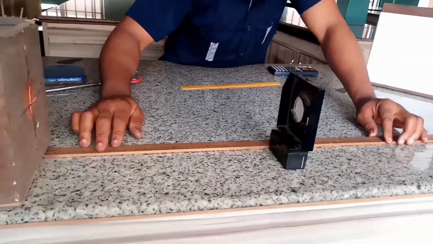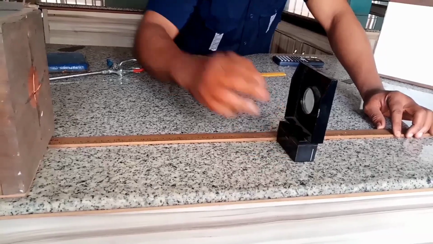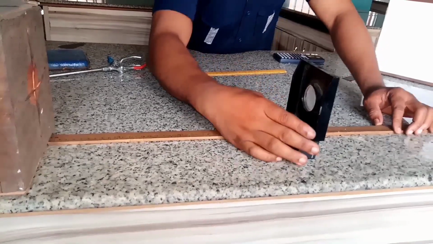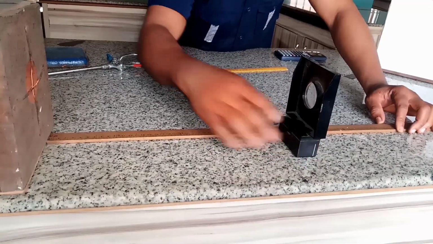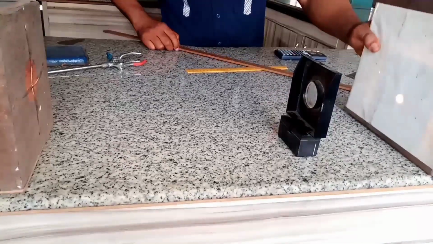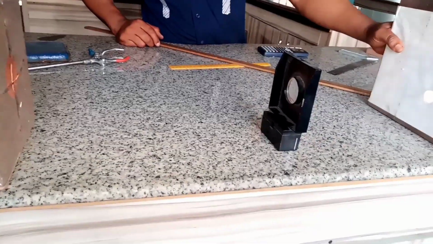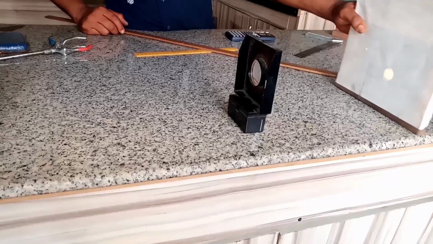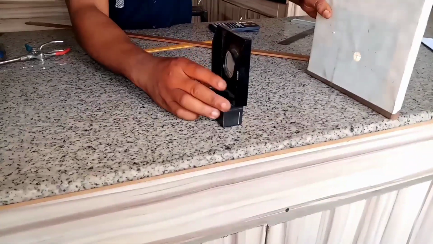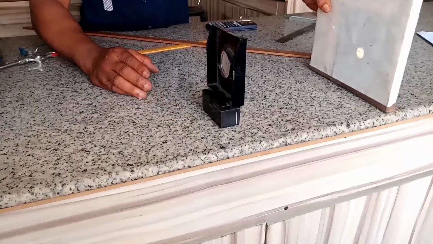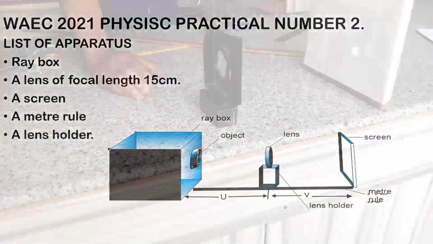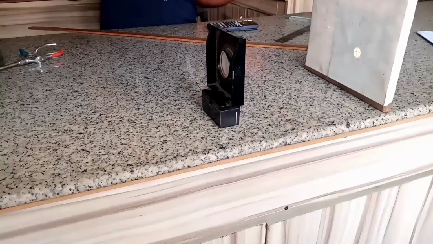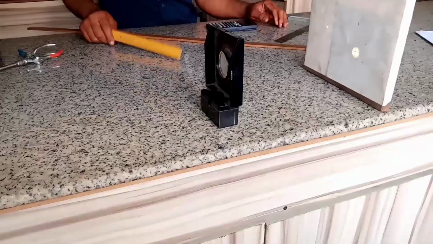This one now is 40. I've done 30. I've done 35. This one now I'm going 40. I will place my lens very well and use my screen to find where a sharp image can be cast. Then whenever I have a sharp image, I'll start my measurement. And I'm going to carry out this experiment for all of them. Thank you.